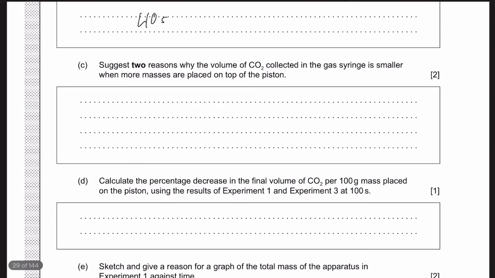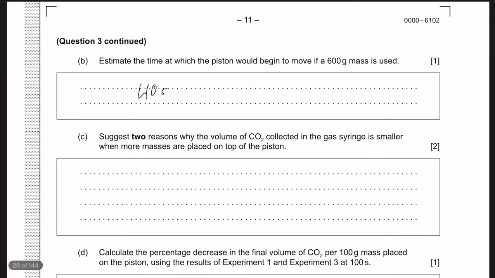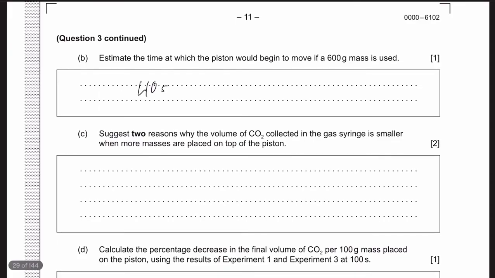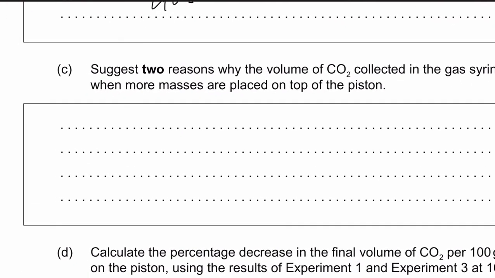Now, give 2 reasons why the volume of CO2 collected in the gas syringe is smaller when more masses are placed on top of the piston. So when we're adding more mass, why is the volume collected smaller? Okay, that makes sense. We're adding more mass, so the pressure is going to be higher inside the syringe. Higher pressure gas occupies lower volume. So lower volume occupied at high pressure.